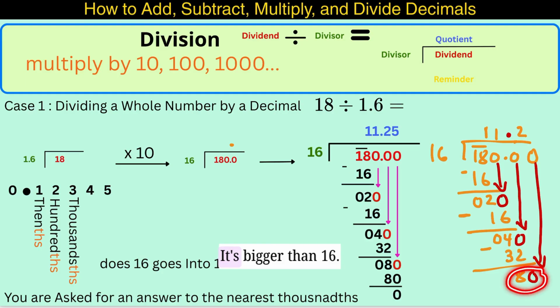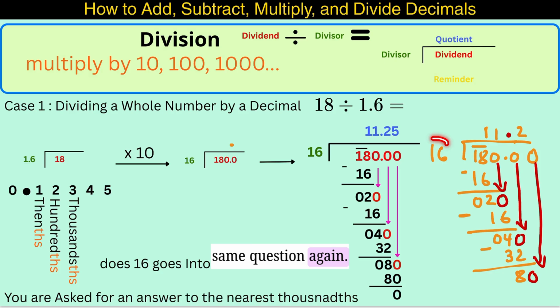And 80 is bigger than 16. This is the goal. When you borrow 0 from here, you bring it down so that this number will be bigger than this. So try to understand. Don't just memorize it. Try to understand it. Same thing again. Now I have 80. 80 is bigger than 16, so I'm good.